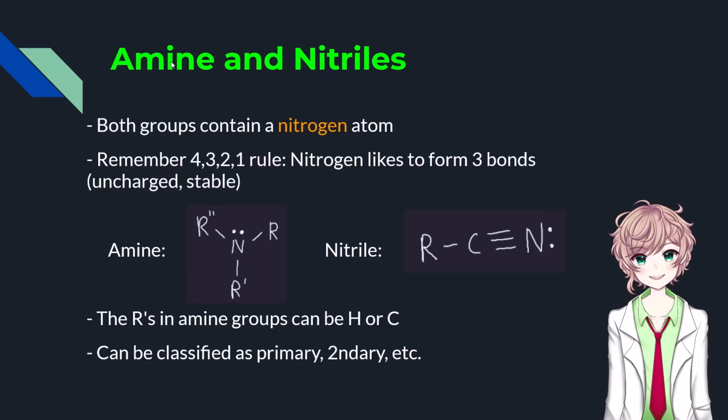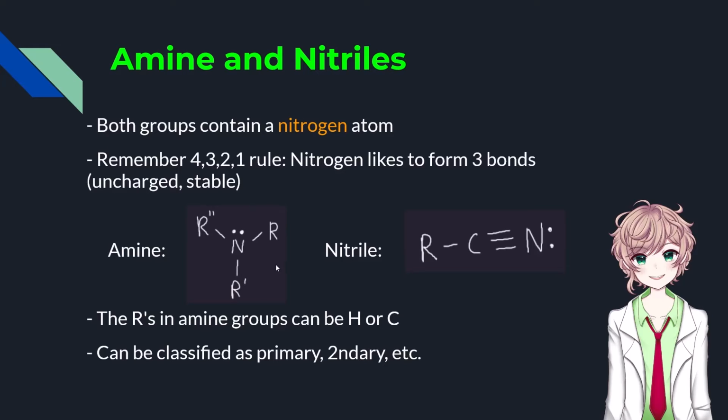Next are amines and nitriles. Both of these groups contain a nitrogen atom. Again, remember the 4-3-2-1 rule. Nitrogen likes to form 3 bonds in an uncharged stable molecule. So this is the general form of an amine. It's a nitrogen bonded to 3 different things. I write R groups here.